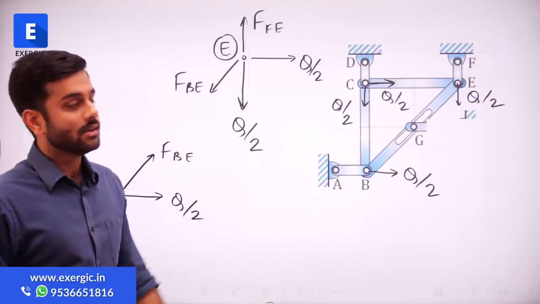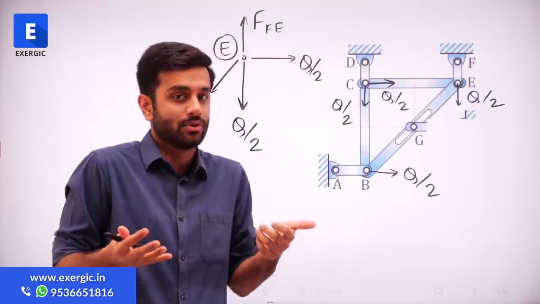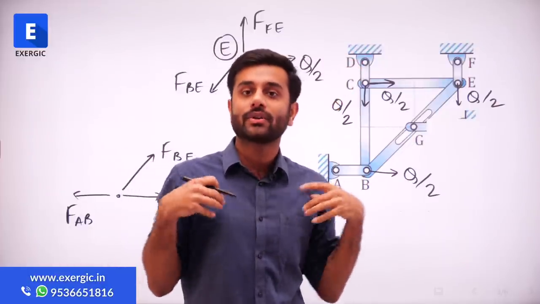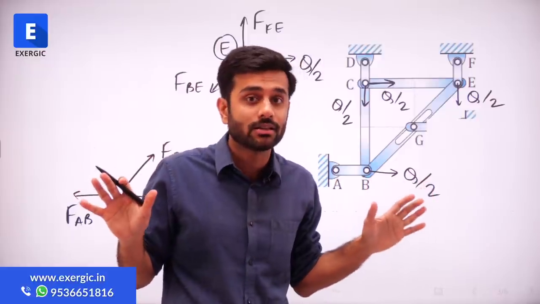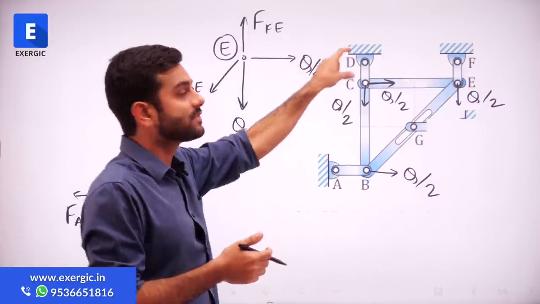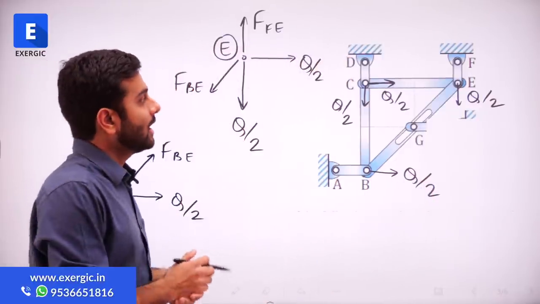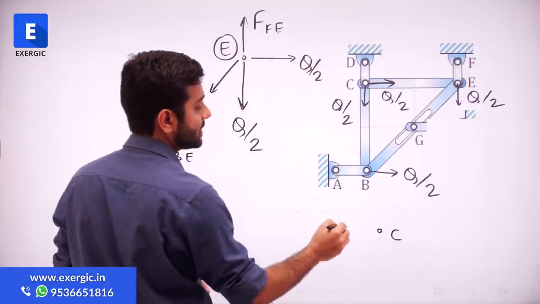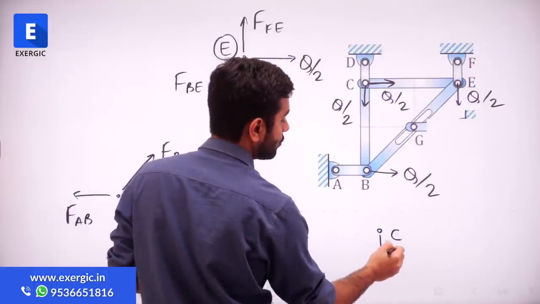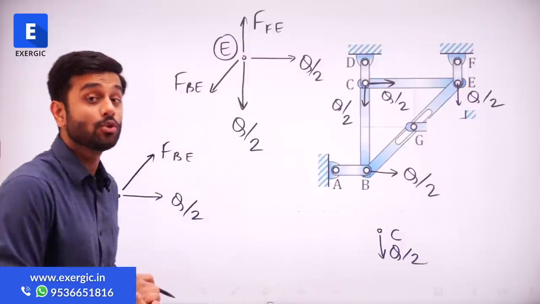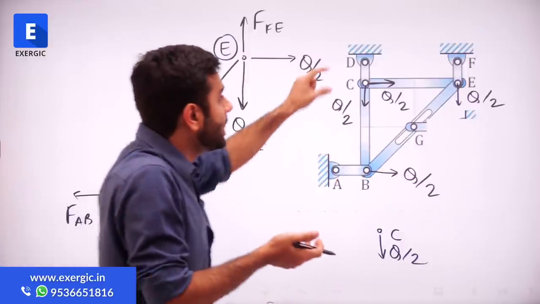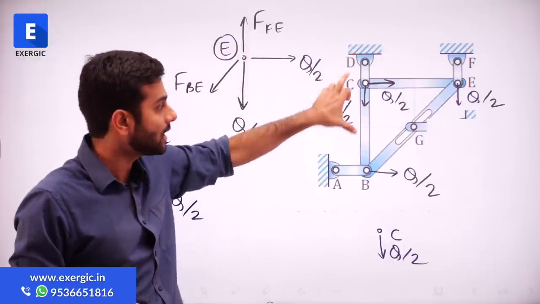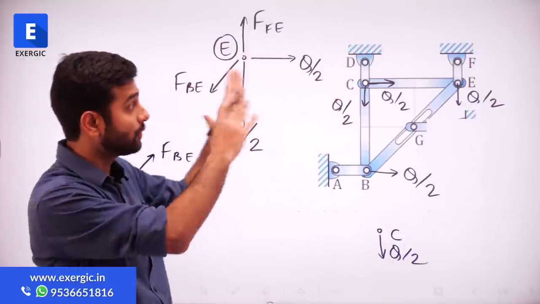If we consider that CD has some force, because we have been shown a member here, and right now, conceptually, we have not proved it to be a zero force member. So definitely FCD we are going to consider, right? And if I show you the joint C diagram, at joint C this Q by 2 will be shared by CD and BE both. Because at C, we have CD also connected, we have CB also connected, at least visually, right?